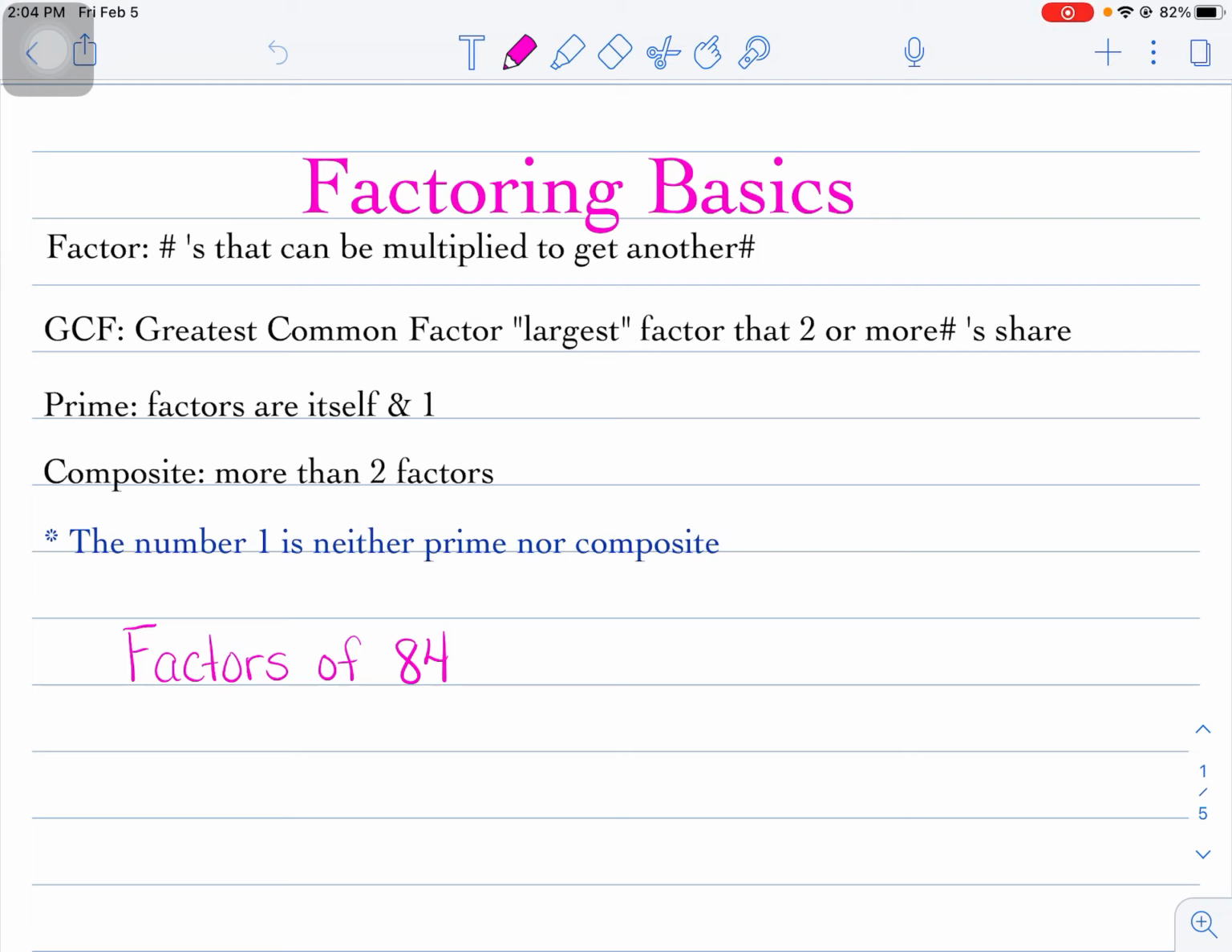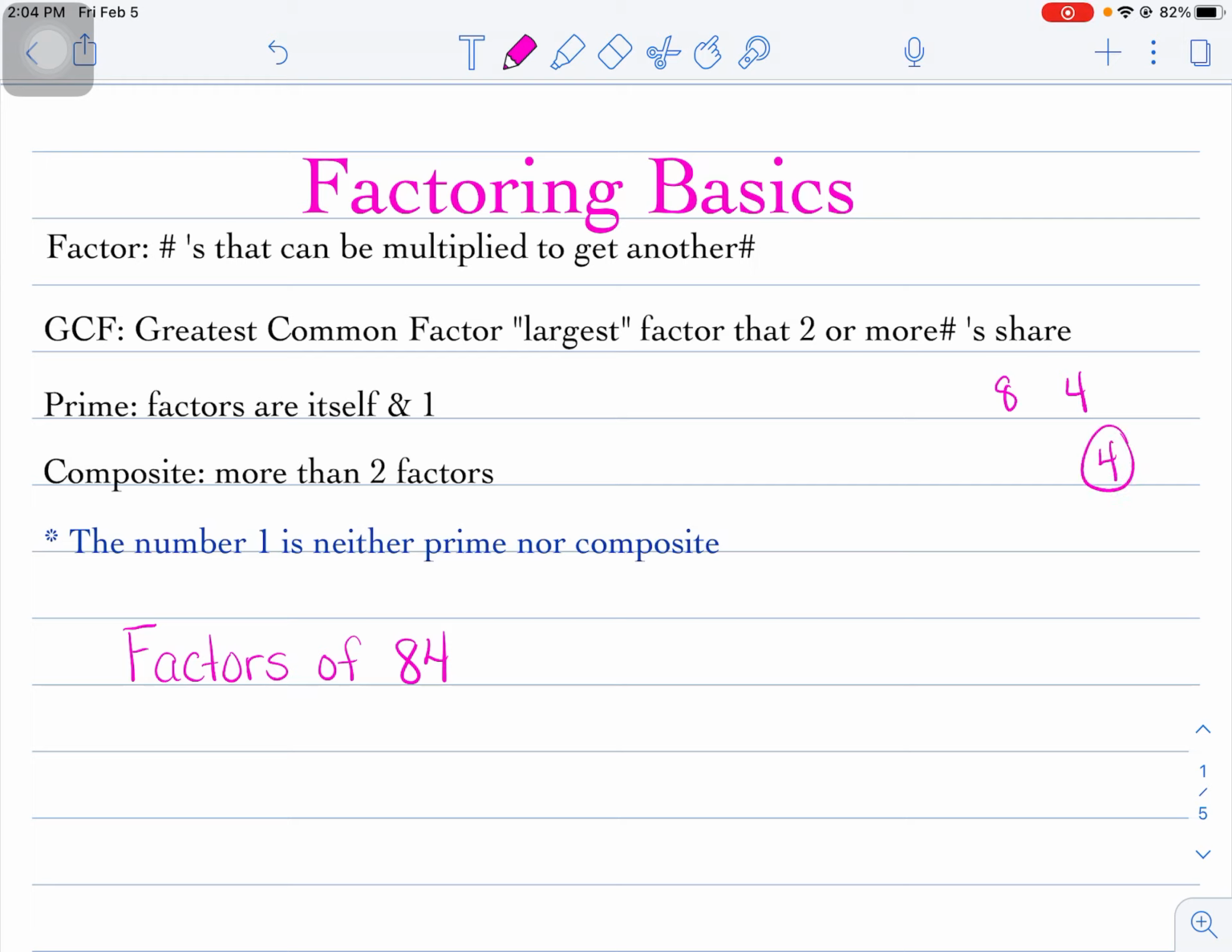A greatest common factor is the greatest factor, or the largest factor, that 2 or more numbers share. So if we're talking about, say for example, 8 and 4, we're looking for the biggest number that can go into both of them. Obviously 4 can go into 4, and 4 can also go into 8. So the greatest common factor for them would be 4.